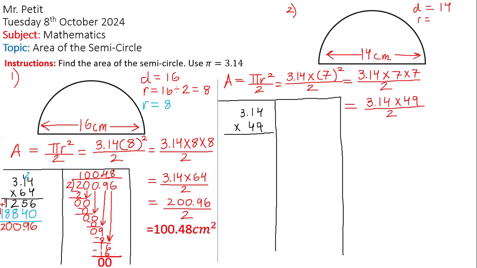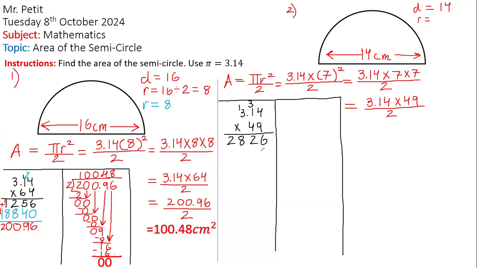All right. 9 times 4 is 36. Put the 6 down, put the 3 up. 9 times 1 is 9. 9 plus 3 is 12. Put the 2 down, put the 1 up. 9 times 3 is 27, plus 1 is 28. So 28. Are we done? No, sir.